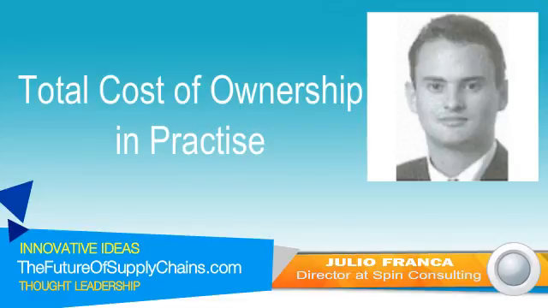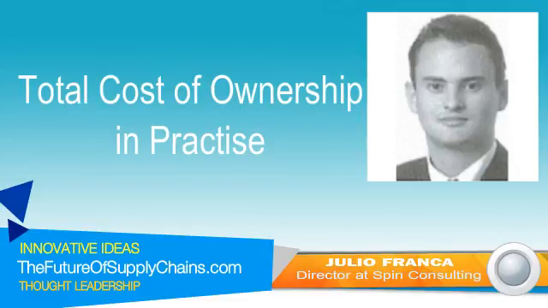It doesn't need to be precisely right, but it shouldn't be precisely wrong. So the idea is to have a good estimate of all those different elements, and then refine it by working with the various teams in the supplier and internally. For example, finance is a typical team that works together with procurement and supply chain whilst developing a TCO approach.